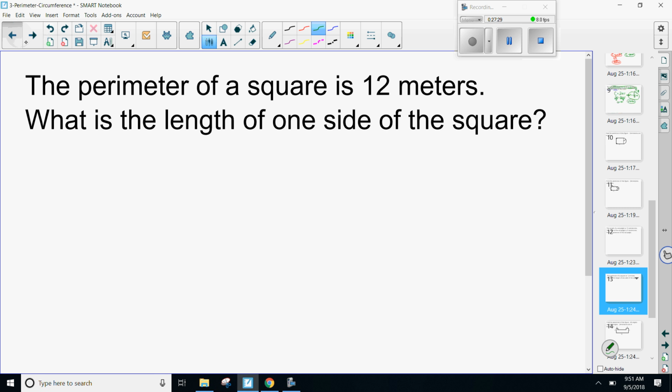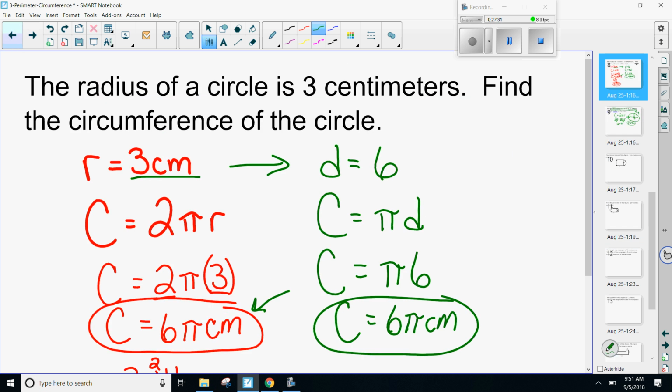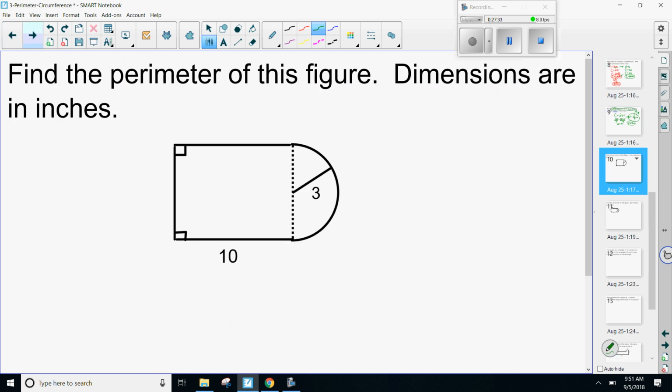So be ready, understand perimeter. A good bell ringer question is probably you better know what the circumference of a circle is. That's a good formula to know. Or what does it mean when we say perimeter? No homework for today.